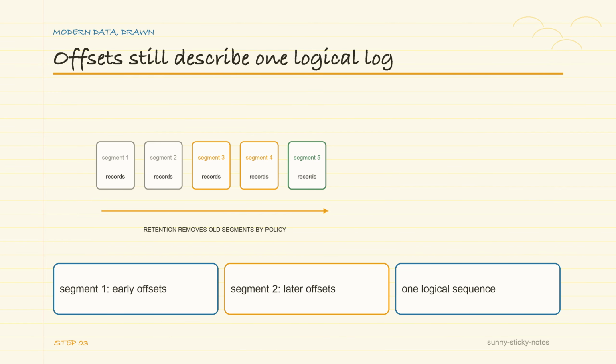Although storage uses several files, consumers see one ordered partition. Offsets continue increasing across segment boundaries. Now connect that idea to what appears on the page. Read the drawing from one idea to the next. Segment 1, early offsets, then segment 2, later offsets, then one logical sequence.